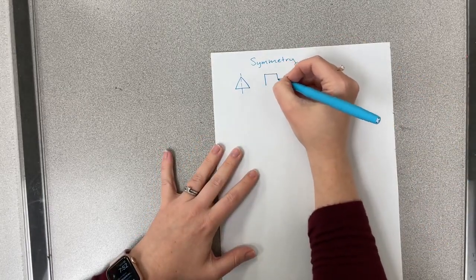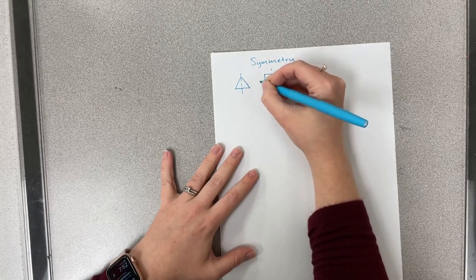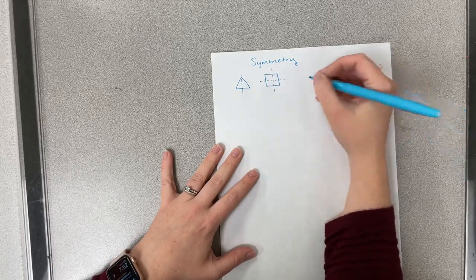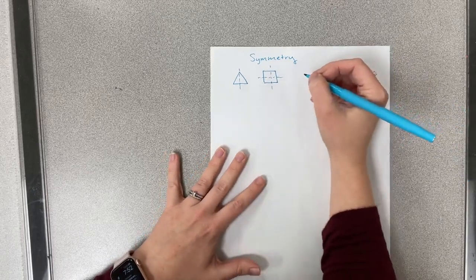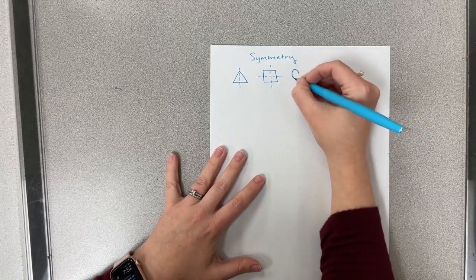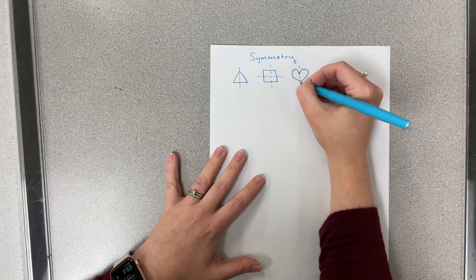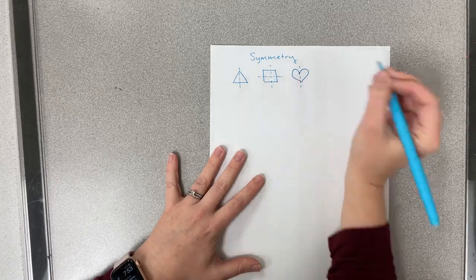A square is also symmetrical. A square is symmetrical both up and down and side to side. Can you think of another shape that has symmetry? I think I can. I think a heart is also a symmetrical shape. If I divide it in half, this side is the same as this side.